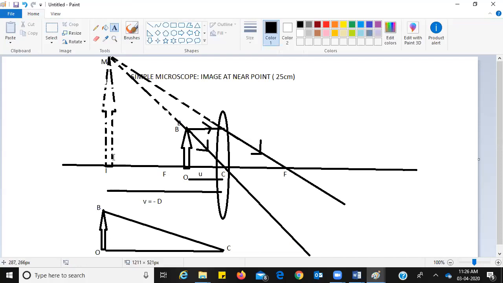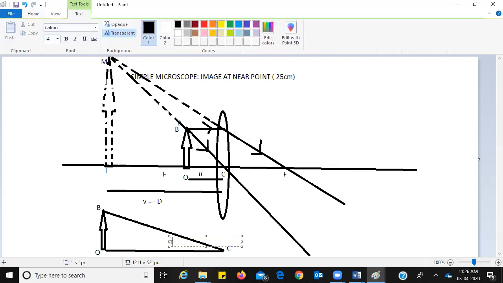Don't see so many things. It's fine if we take the same letters, so it's easy to understand. The only thing is O is transferred to this point. Should we mention it with a statement? Yes. Then this angle will be theta O.